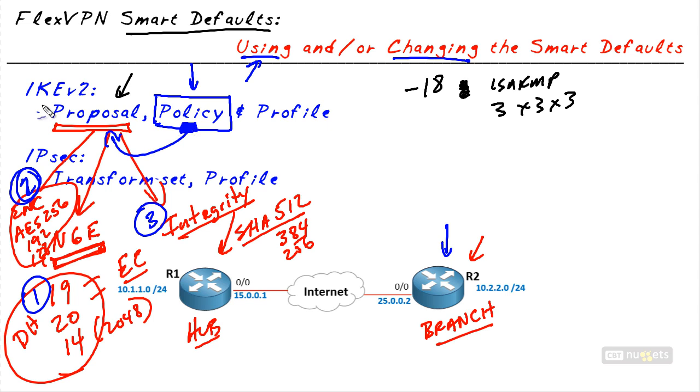Because if you and I created a brand new IKE version 2 proposal, we'd also have to go visit the default policy and tell it specifically, by the way, don't use the default proposal, go ahead and use the proposal that we just created.